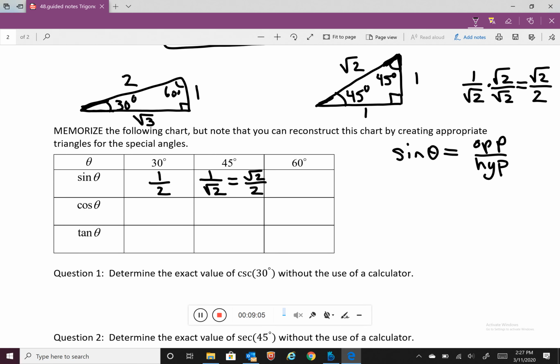And then we have 60 degrees, so I'm back over to this triangle, and my focus is on this upper angle. And so sine of 60 degrees, the opposite side is radical 3, and the hypotenuse is 2.